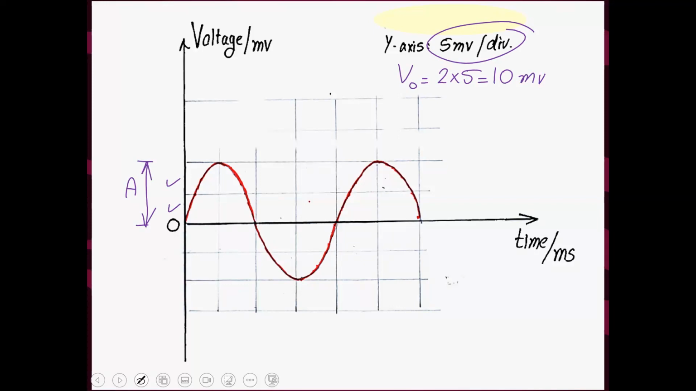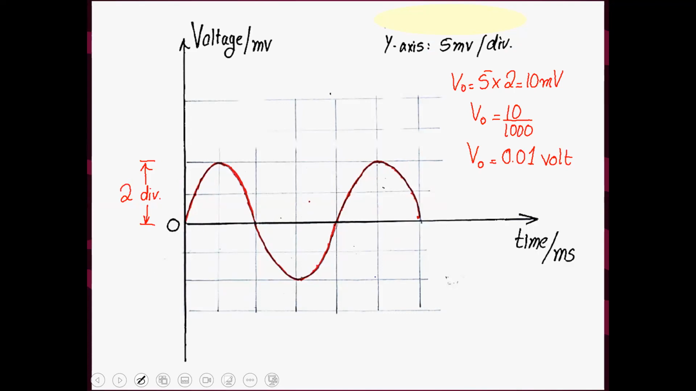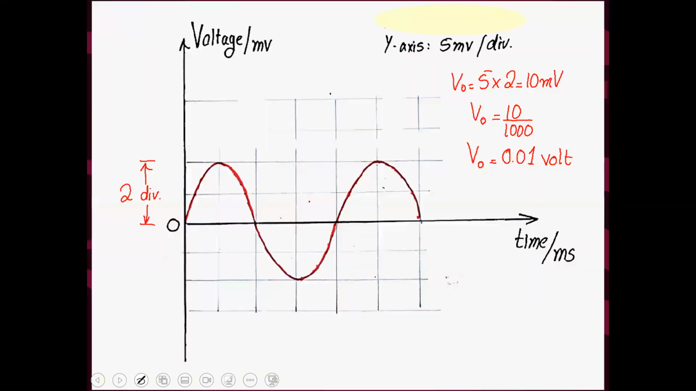So the method is very simple. Count the divisions in an amplitude and multiply with the scale on the y-axis. This is how we measure. This is how we determine the peak voltage. You can also convert it into volt if needed.